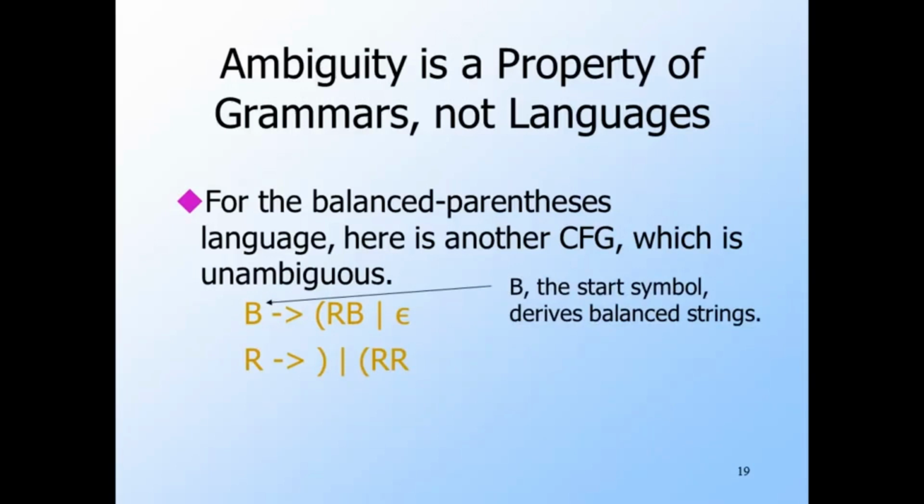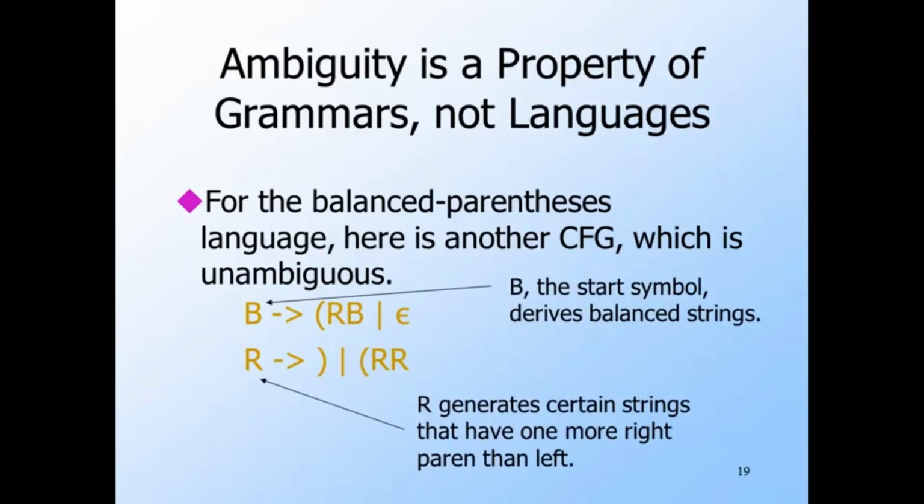Variable b, which is the start symbol, generates all balanced strings. But r, another variable, generates all strings that are balanced except for having one more right parenthesis than left. By balance in this context, I mean that no prefix of the string has more right parentheses than left. And examples would include a single right paren; left, right, right, that would be generated by r; and also something like this: left, left, right, right, right.